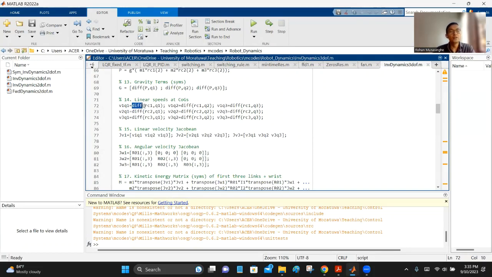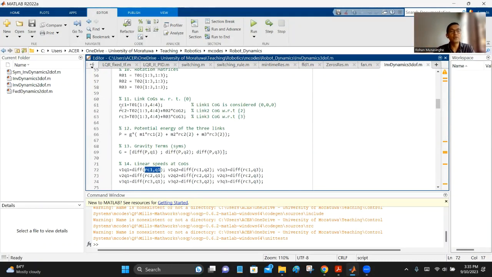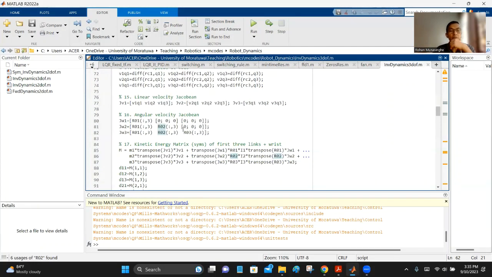RC1 and RC Q1, they're all symbolic variables, right? Because RC1 changes as the manipulator moves. We have set this RC1, for example, here. This is a constant, but this is not a constant. It's coming from the R02 here, which is a rotation matrix at different time intervals. It has different values, so they are all symbolic, therefore.